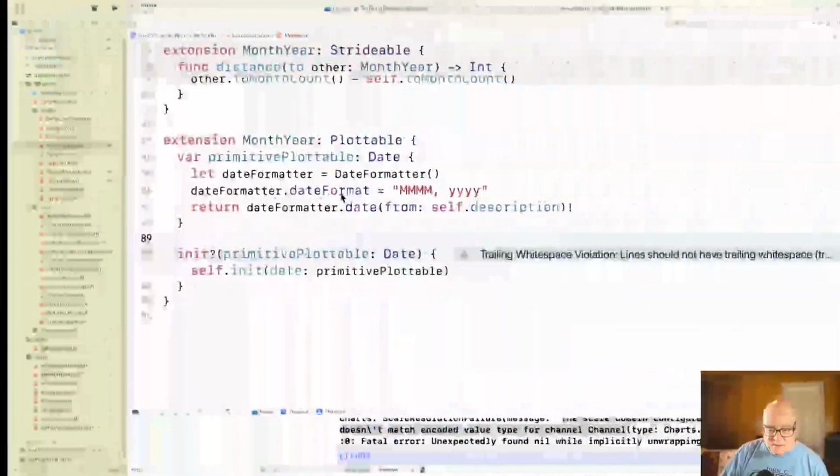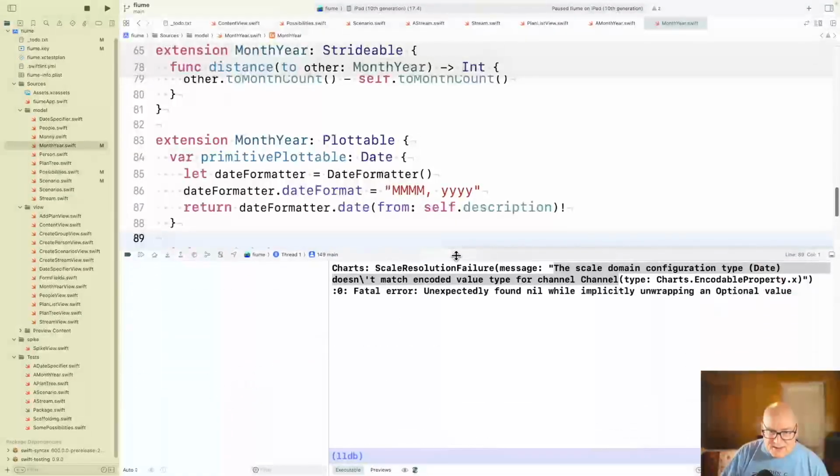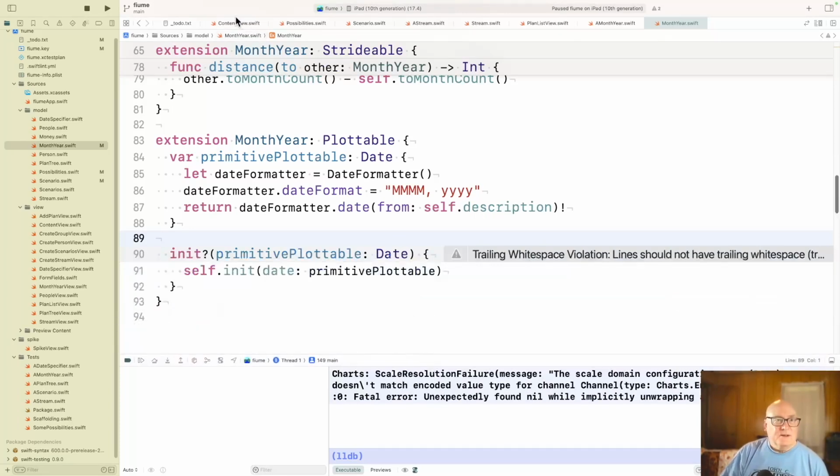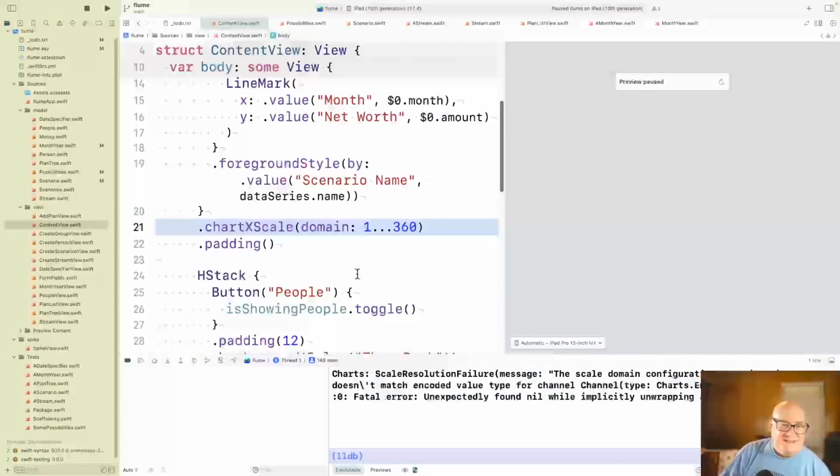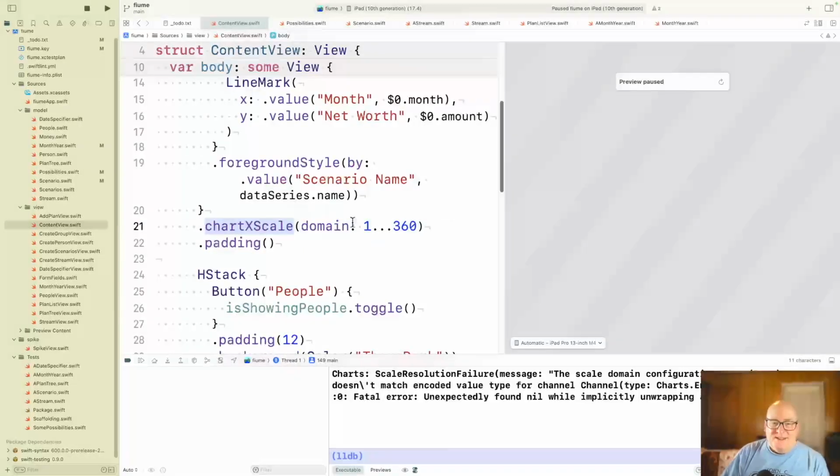Well, let's see, here's the failure. Scaled domain doesn't match type for channel. Encodable property X found nil. Okay. And I'm pretty sure I can tell you what line of code is suspicious there. We have chart X scale. So that kind of sounds like what they're talking about.